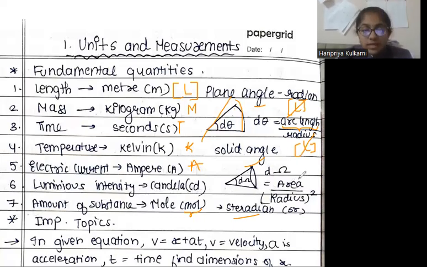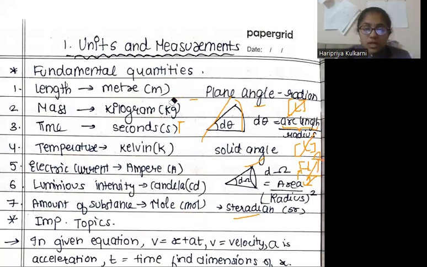Solid angle also, if I say area, what is area? Length into breadth. That is the product of two dimensions, right? So length into breadth is L into L, that is L square. Down below I also have radius square, that is L square. So the whole thing will get cut off, and the solid angle is also a dimensionless quantity.